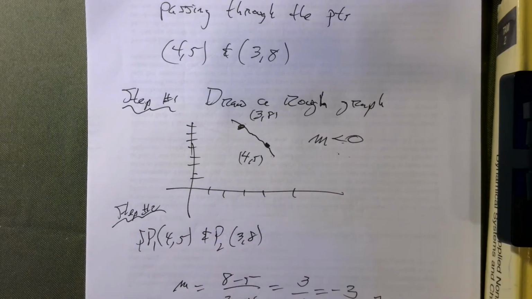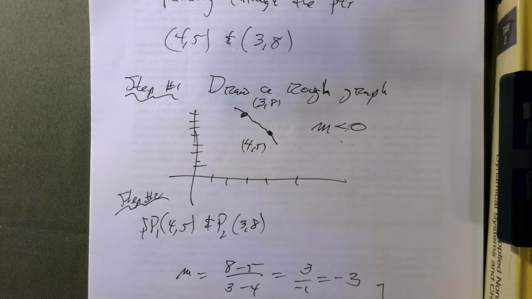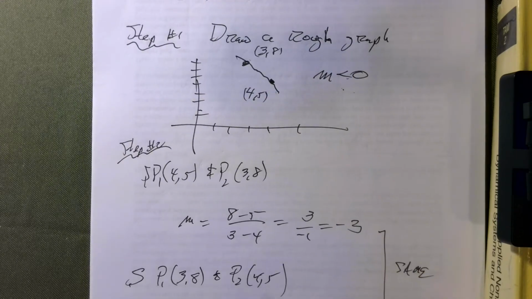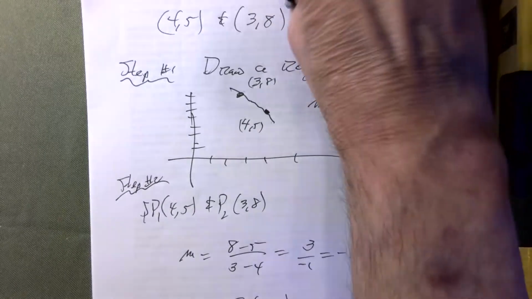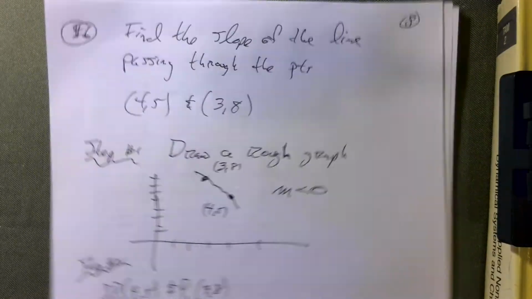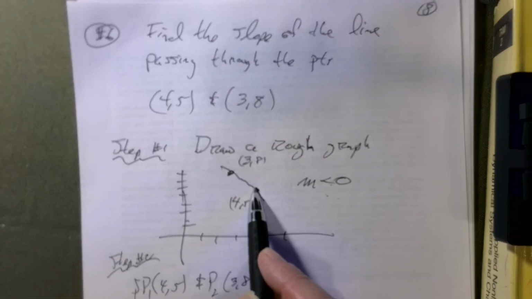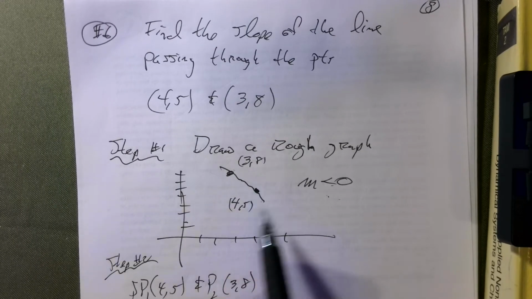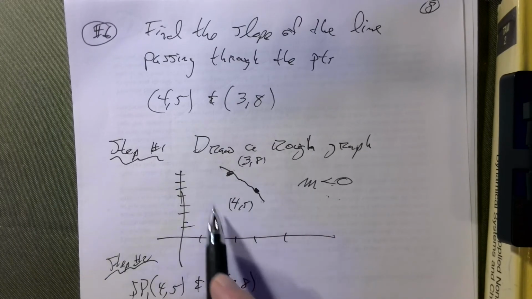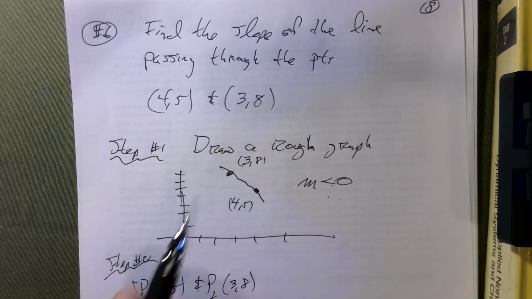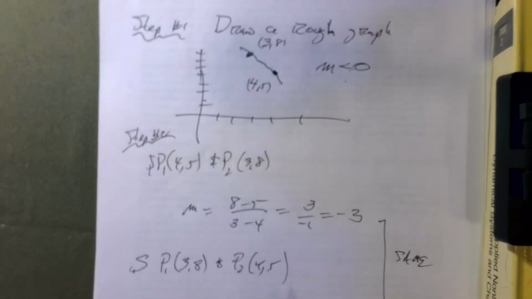And because it's going downhill, that means our slope is a negative number. The reason I point this out is if you put in your information and you get a positive number for your slope, you know you've got a mistake. So I would always strongly suggest that you draw a quick picture just to verify. So we should get a negative number.